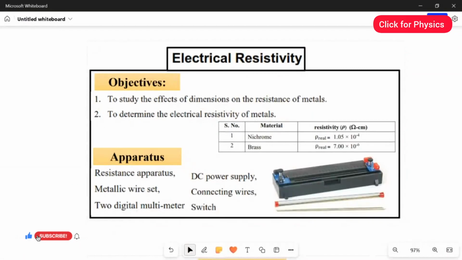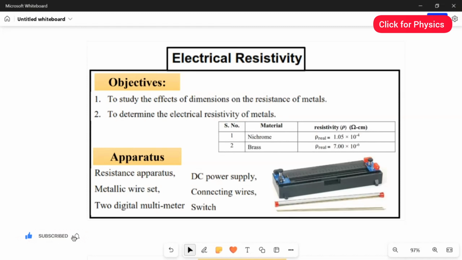In this video, I am going to explain the experiment electrical resistivity. The objectives of this experiment are to study the effect of dimensions on the resistance of metals, and the second main objective is to determine the electrical resistivity of metals.